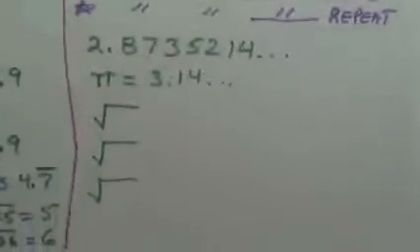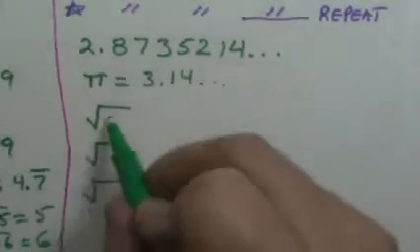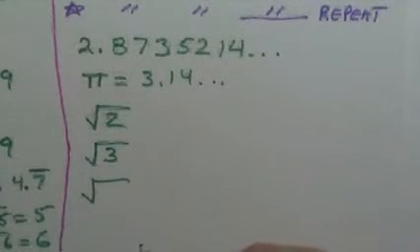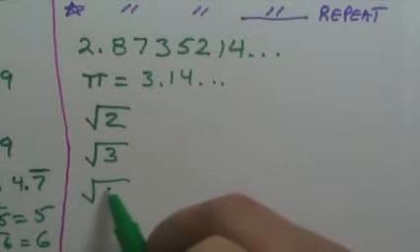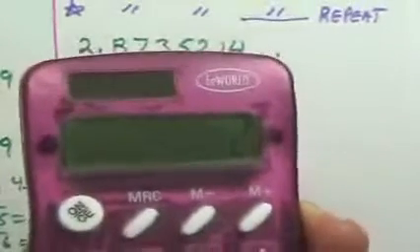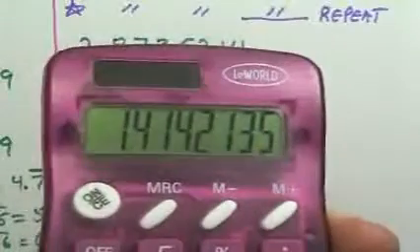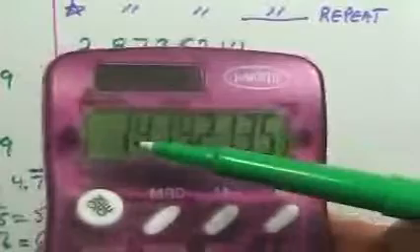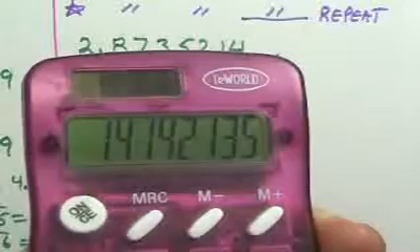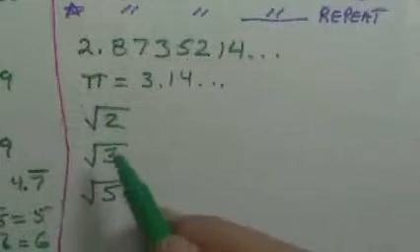Now there's a lot of square root numbers that are irrational. So for example, square root 2, that is irrational. Square root 3. How about square root 4? No, that's rational. Square root 5. Okay, just to prove it to you, I'm going to press 2 and then the square root of 2. And look at that. It's 1.4142135. You know, it just keeps on going and going. It doesn't stop. And it does not repeat. It is irrational. So square root 2, that's irrational.